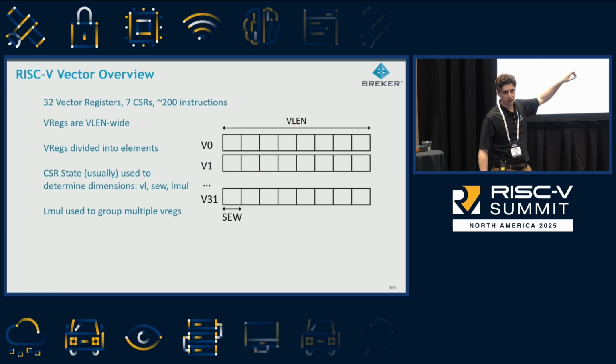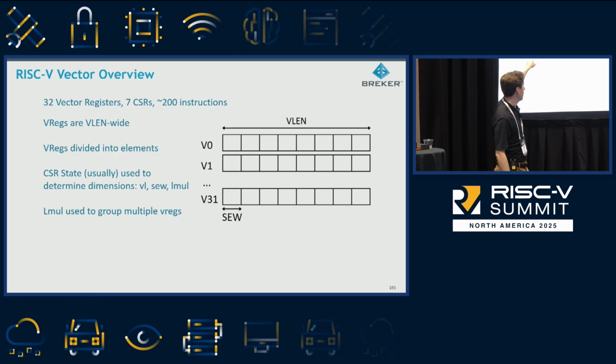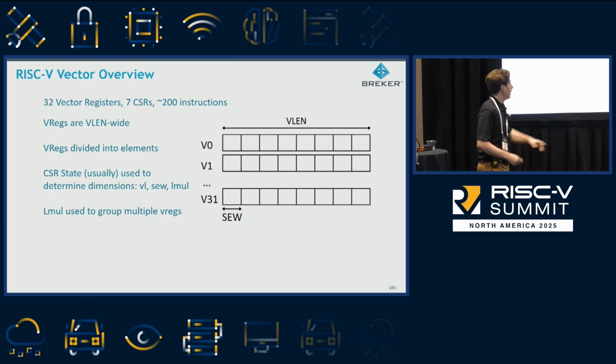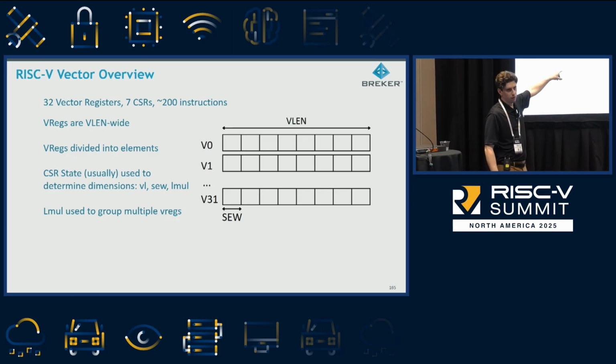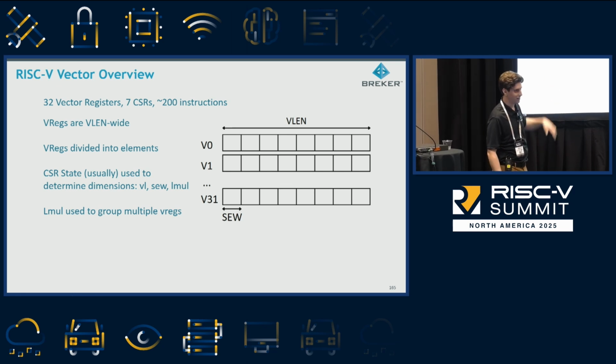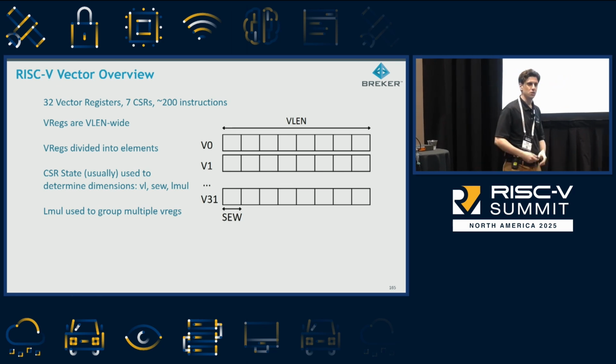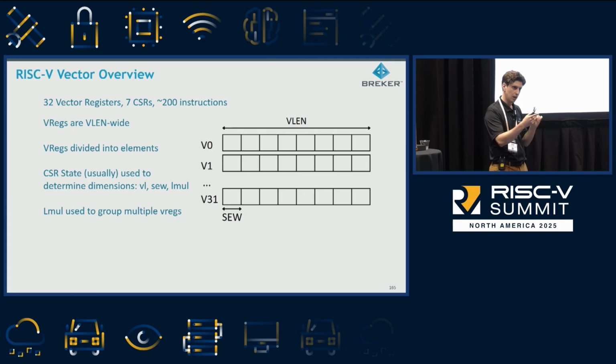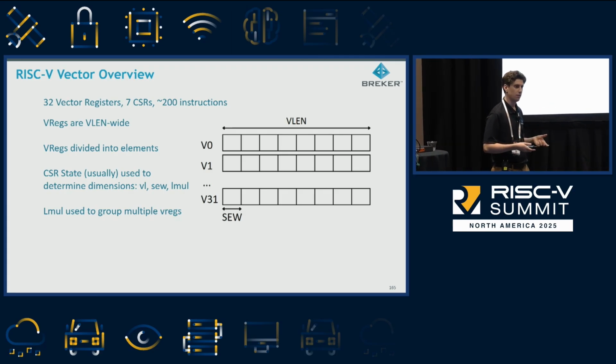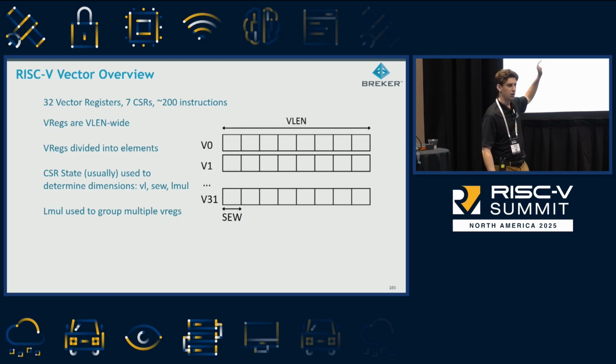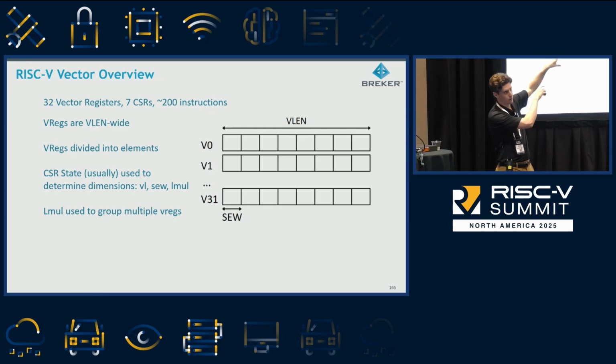Those vector registers then get subdivided into elements. The size of those elements is determined by, among other things, your CSR state, of which the 3 most relevant settings are your VL, another vector length. Now you see why I say it's a bad name. SEW, which is standard element width. That's how wide each individual element is. And then LMUL, which is kind of a grouping configuration. It lets you take multiple of these vector registers and operate on them at the same time. So instead of just V0 plus V1, you could do V0 and V1 plus V2 and V3, and so on. It goes all the way up to 8 at a time.